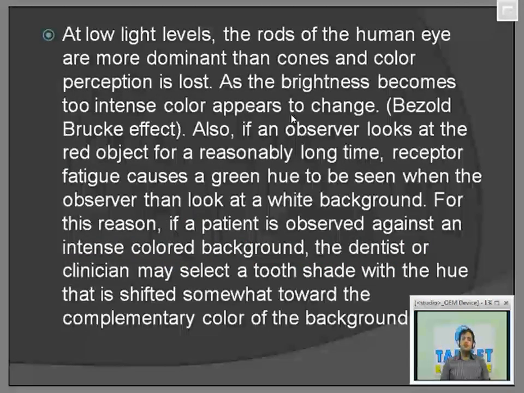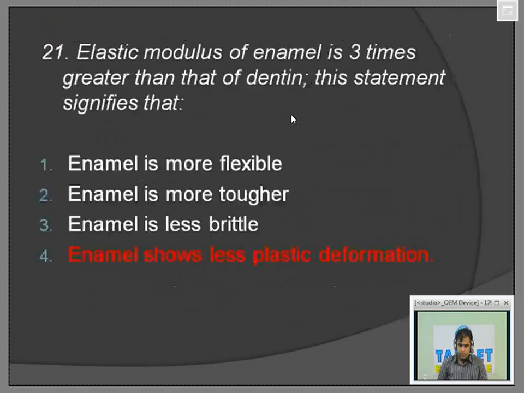Something which is also related to this effect, they can ask a question regarding metamerism, which is the appearance of two different colors under two different lighting conditions. So this effect is called metamerism. Now I'll move on to the next question.